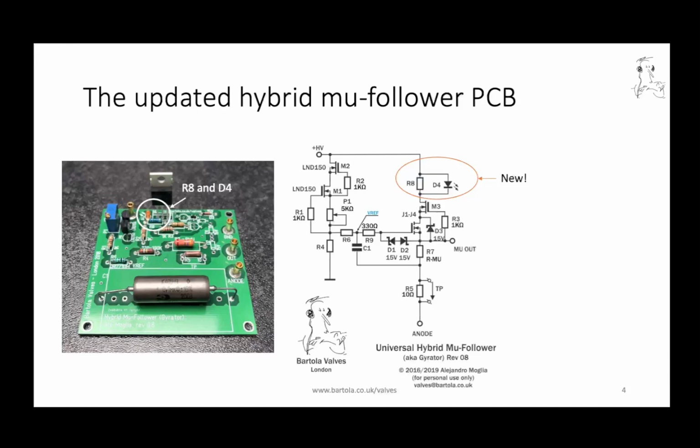On the left side, you can see the through-hole version of the board, where you can see where the R8 and D4 are located. And on the right-hand side of the diagram, you can see the addition of the two components in the circuit.